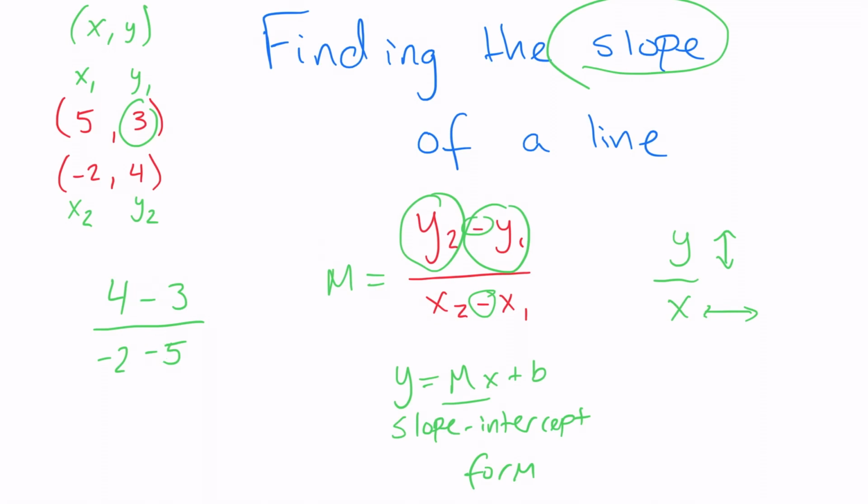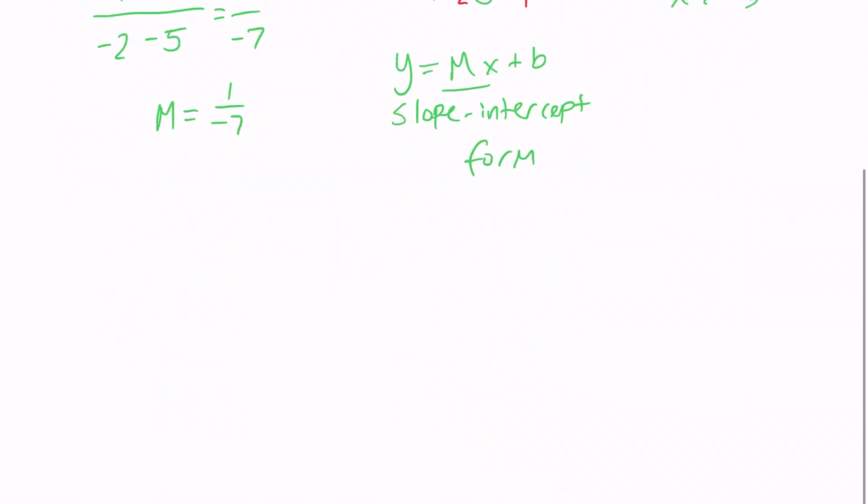So let's say we have 4 minus 3. This will be 1, and negative 2 minus 5 will be negative 7, because of negative 2, take away 5 more, we're at negative 7. So our slope thus is m equal to 1 over negative 7. And that is how we find the slope. Let's look at another example here.